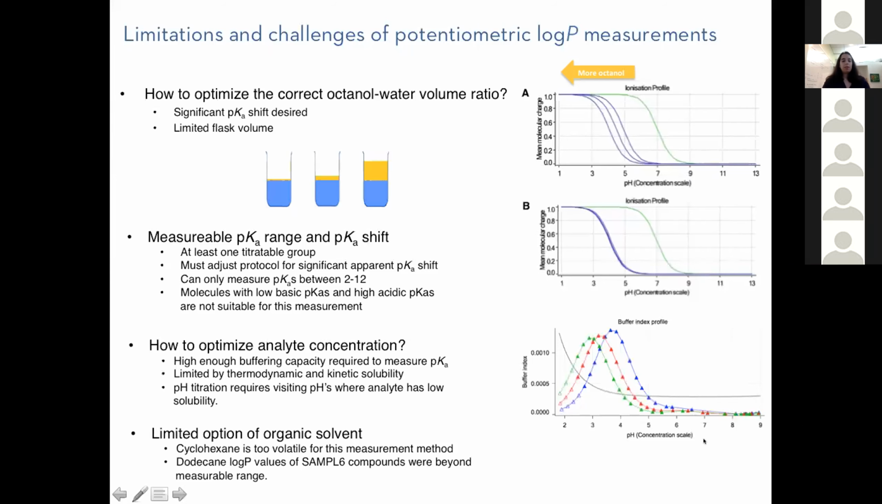Another problem was the limited option of organic solvent. We wanted to collect partition coefficients in not only octanol. We thought that would be too difficult a challenge for now. We wanted to collect cyclohexane or dodecane logP values. But cyclohexane is too volatile in the system where the samples are left in an open vial. And dodecane logP values seem to be out of range for these measurements.